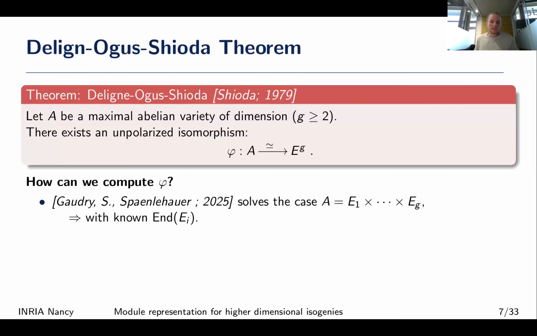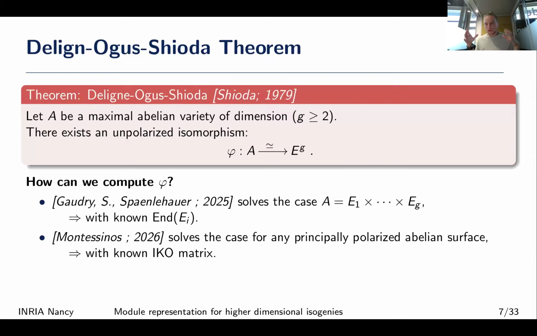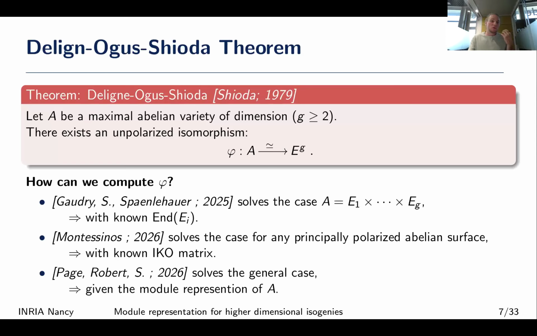More recently, Montesinos showed that, in fact, when we are reducing to the case of surfaces, of abelian surfaces, we can solve the generic case, assuming that we know what we call the AQO matrix of the abelian variety given. And what I'm going to show today is that thanks to the module representation of the abelian variety A, we can in fact solve the very general case.